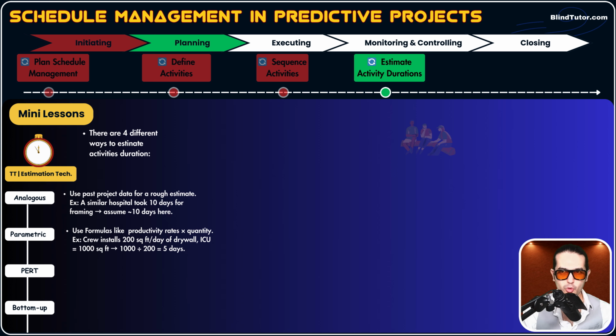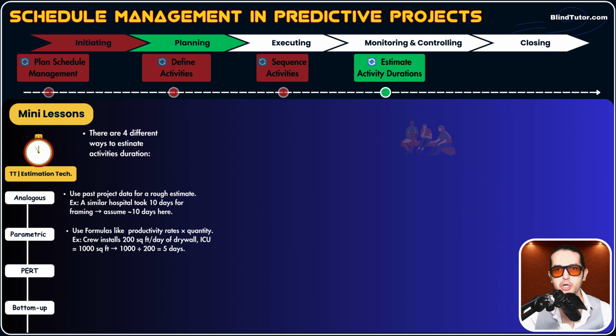So using the formula, we now know that if it takes 1 day to install drywall for 200 square feet, it takes 5 days for 1,000 square feet. So the duration of the install drywall activity is now 5 days. How did we get that 5 days? Using a formula. This is called parametric estimation, guys. When we have productivity data, when we have some numbers, some raw inputs, we can use parametric, and it is actually accurate, but not the most accurate estimation technique.